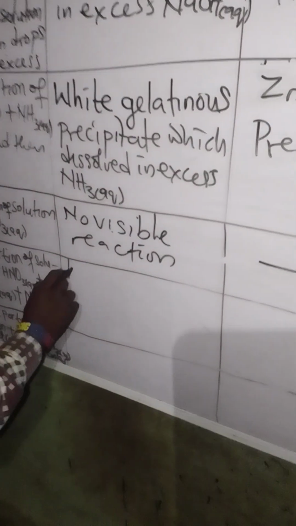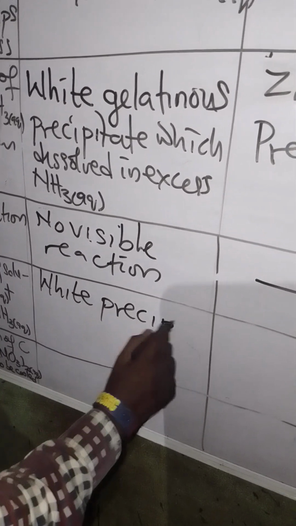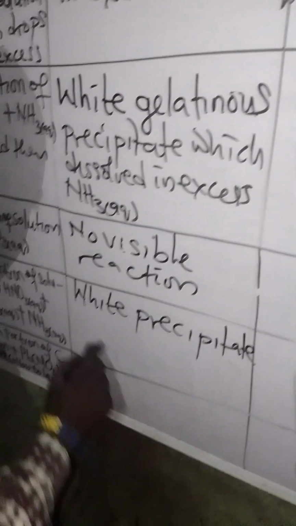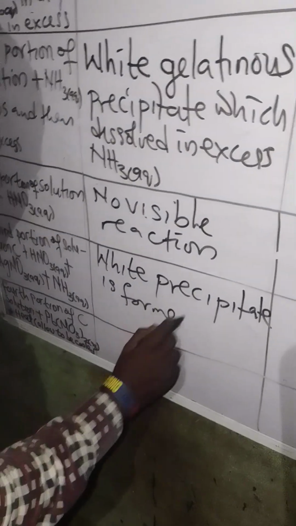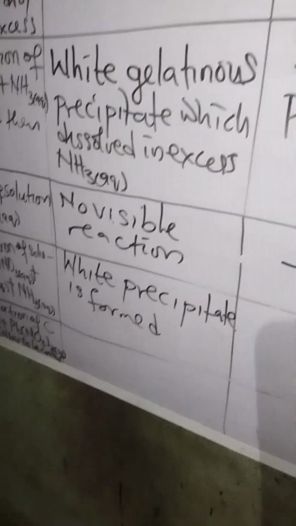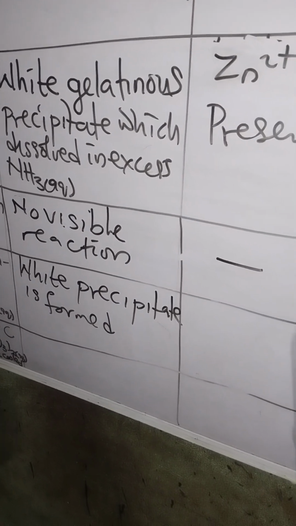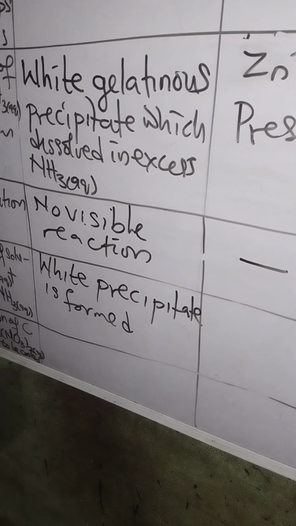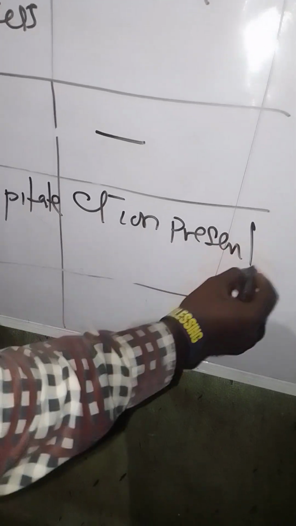White precipitate is formed. The only ion that forms a white precipitate when you add AgNO3 is the chloride ion. So chloride ion is present. But they didn't stop there.